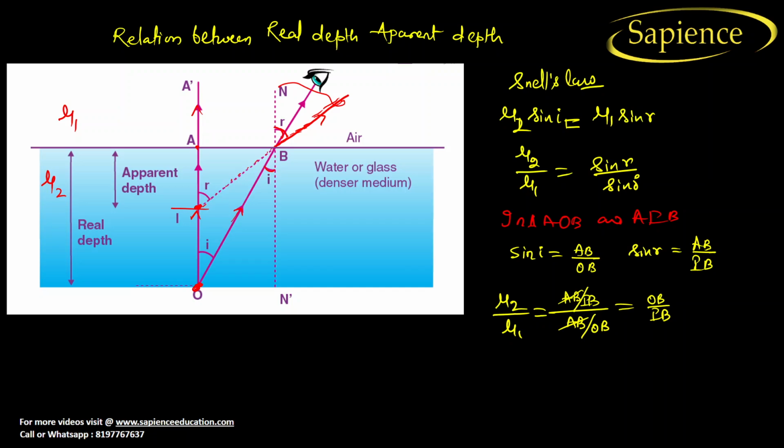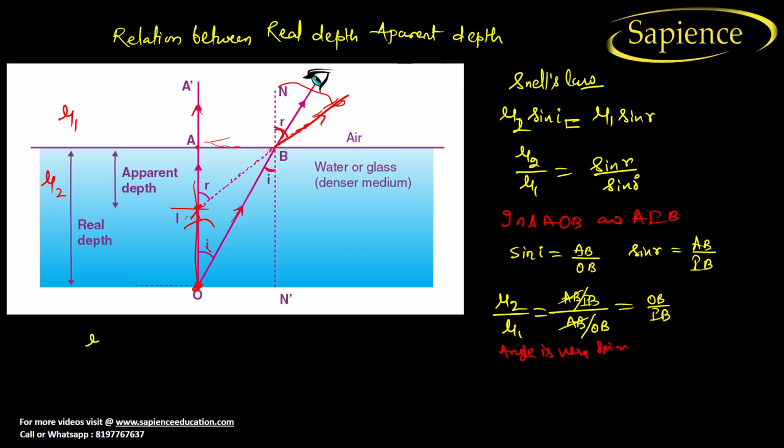Now, if the angle is very large, I won't be able to see the object; its angle should be small, only then will I be able to see the object. It means that if the angle is very small, both lines OA as well as OB will be equal. So in place of OB we can write OA.